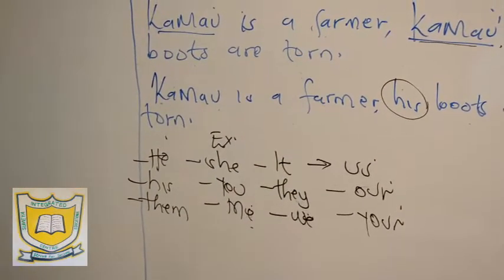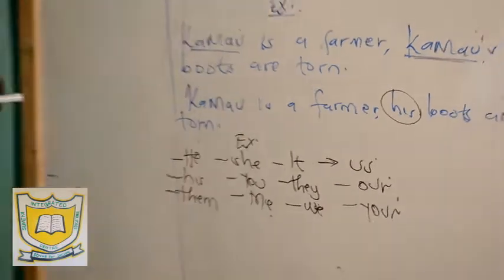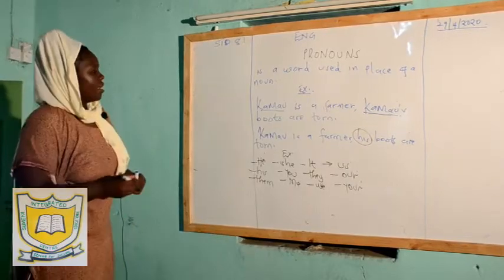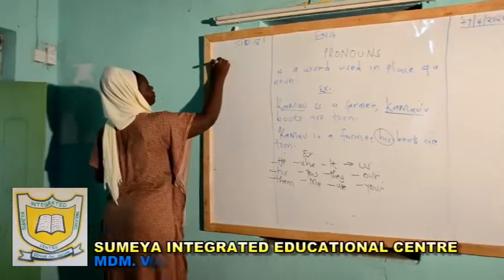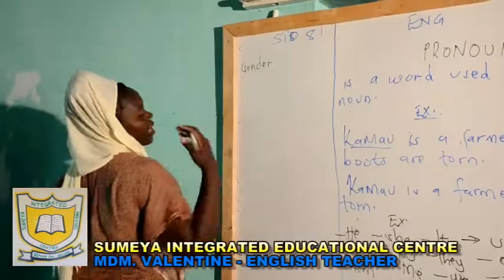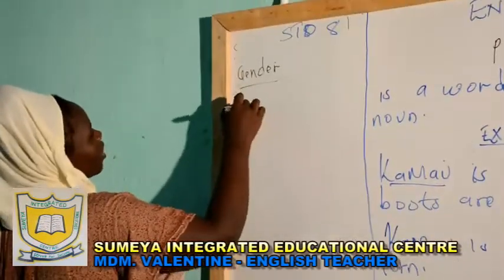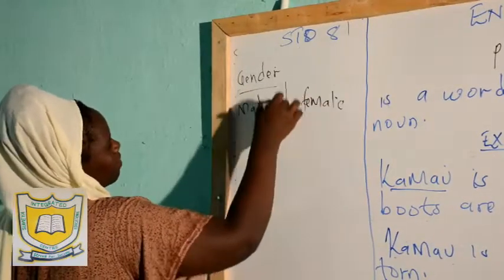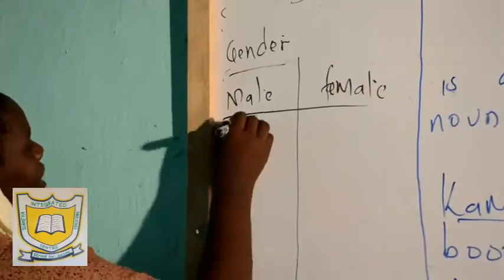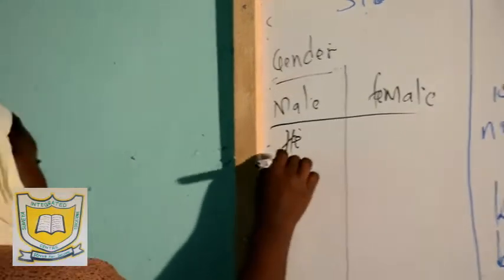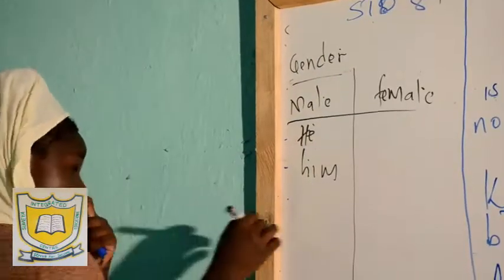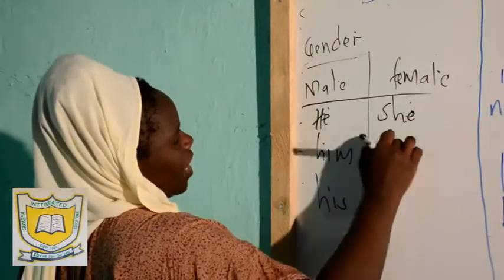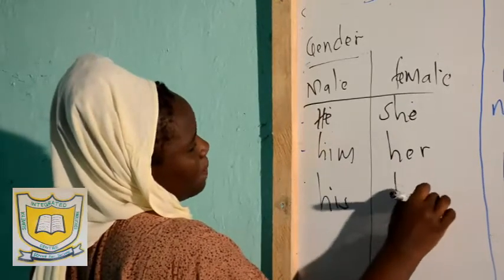If I say gender, there are those that refer to female and those that refer to male. We can have pronouns subdivided according to gender, male and female. For male, we have he, him, his. For female, we have she, her, hers.